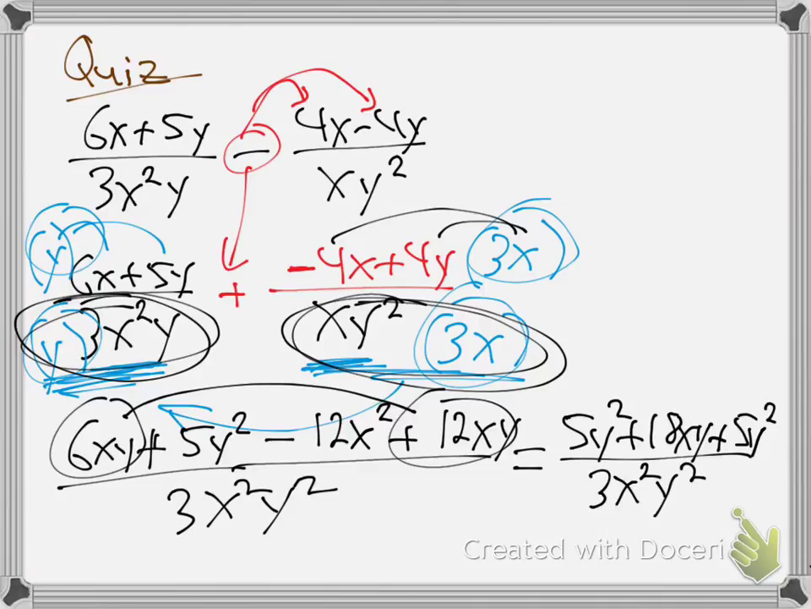Yeah. Wait, it's a little off the screen. So this is, what was this middle one? 5y squared plus 18xy, no, minus 12x squared. Is that on the screen? Yeah, all right. There we go. And that's it. Was that answer C?